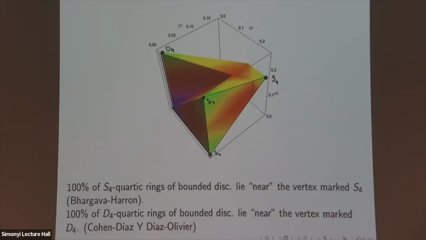Just to say a little bit more, in this region of the support, every quartic ring is going to be reducible. And then in this region of the support, every cubic resolvent ring is going to be reducible. And that sort of forces the S4 things to lie here, because the quartic ring is not reducible and the cubic resolvent ring is also not reducible.